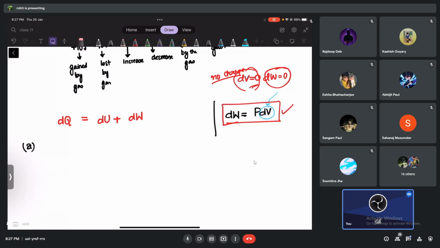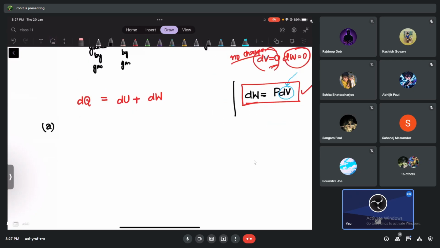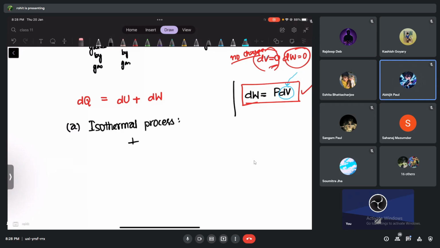So this is what we are going to use. Let me show you one by one now. Number 1, process A. Let's say it is an isothermal process. In an isothermal process, tell me what will remain constant. Temperature is constant. That means temperature does not change.